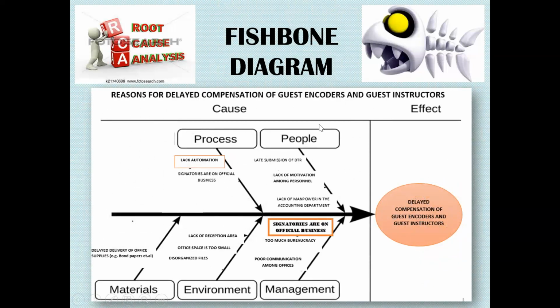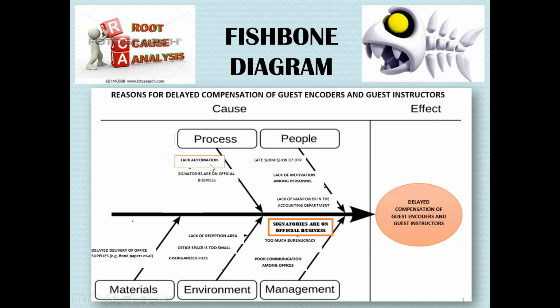So this is just an example of a fishbone diagram. So delayed compensation of guest encoders and guest instructor. So look at the major category. One is missing, right? As seen in the previous example. Because for this problem, it is not applicable. Or if you think it is applicable, you can add. So we have all the process, people, management, material, environment.